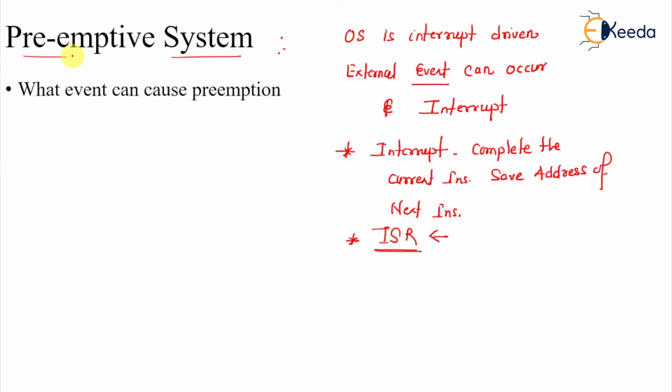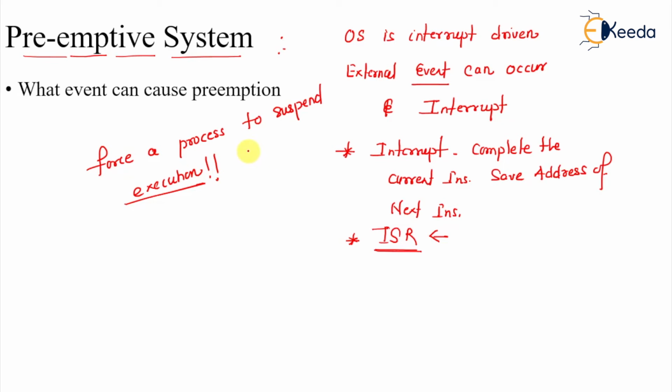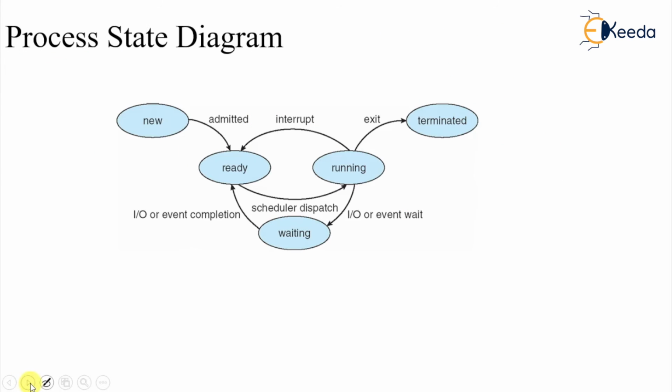So preemption is nothing but forcibly taking away because of an external event. We force a process to suspend execution, not terminate, suspend, because of this external event. An external event can be anything, and that we will see later in the course.